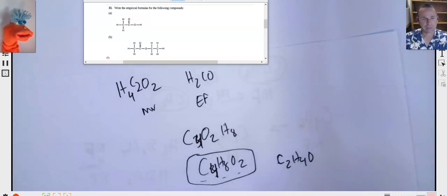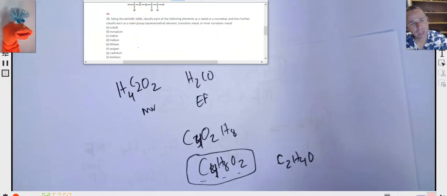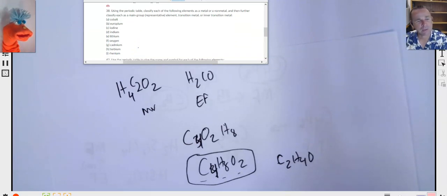C2H4O. Okay, good job. All right, so now we're going to identify these elements as metals or nonmetals, and then further classify them as main group, representative elements, transition metals, or inner transition metals.